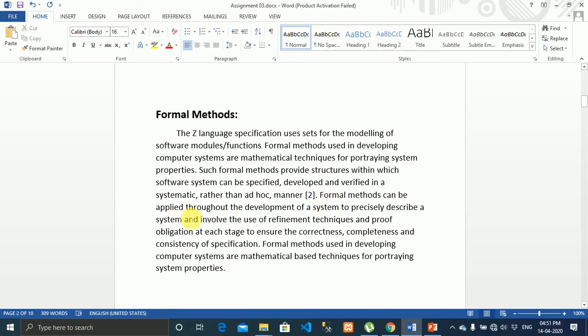Formal methods can be applied throughout the development of a system. Describing a system involves the use of refinement techniques and proof obligations at each stage to ensure the correctness, completeness, and consistency of the specification. Formal methods used in developing computer systems are mathematically based techniques for the a priori verification of system properties.